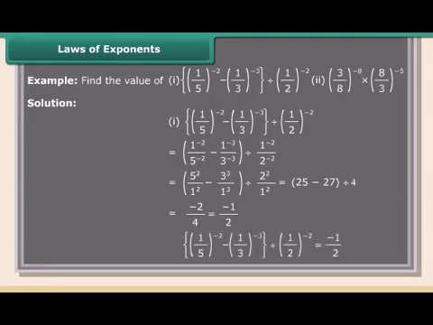So (1/5)^(-2) minus (1/3)^(-3) divided by (1/2)^(-2) is equal to minus 1 upon 2.